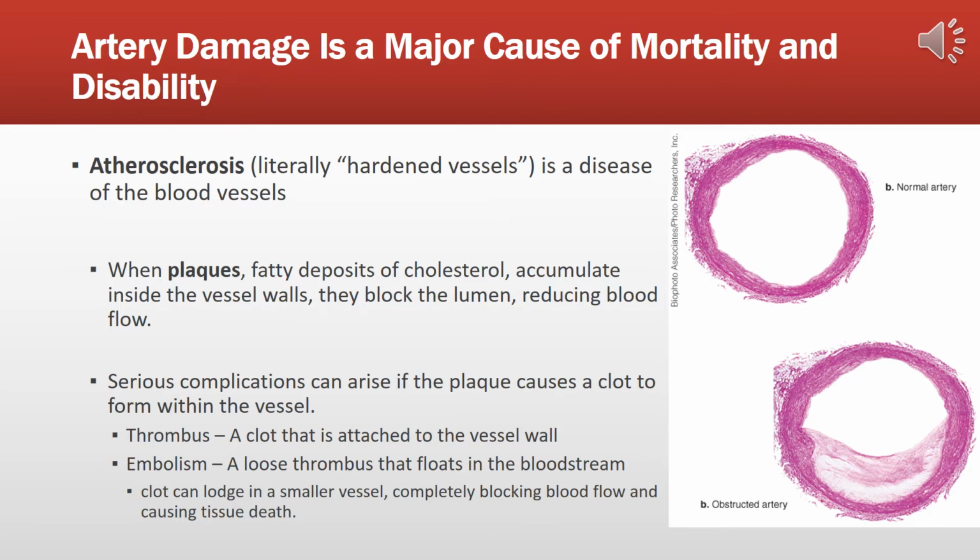A thrombus is a clot that is still attached to the vessel wall. However, these can sometimes be large or loose, and these large loose clots are called embolisms, and they float throughout the bloodstream. A big danger with embolisms is that these clots can lodge in a smaller vessel, completely blocking blood flow to that organ and causing tissue death. When this happens in the coronary arteries of the heart, we have a heart attack. And when it happens in the arteries and blood vessels of the brain, we have a stroke.